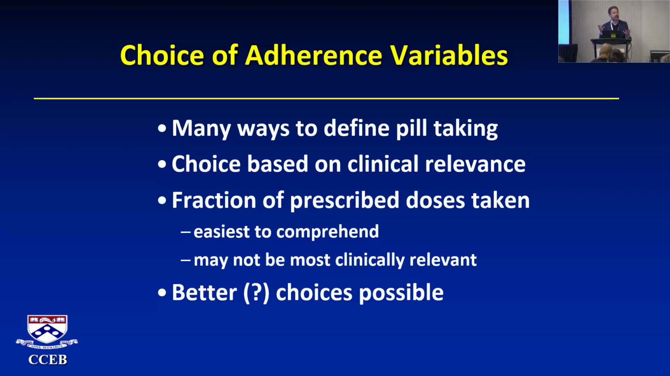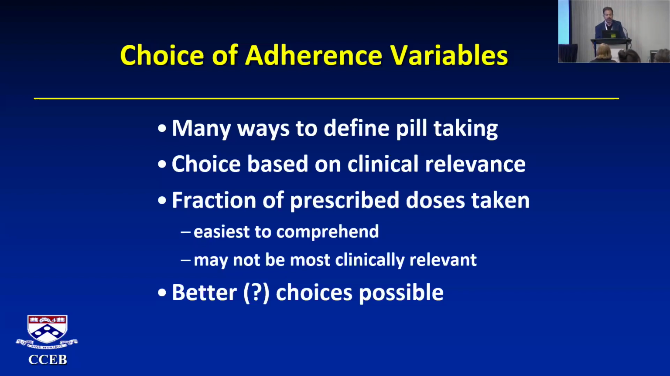So how do you describe these patterns? How do you summarize them? And there are myriad ways of defining pill taking. And the choice, I'm going to harp on this again, it should be based on clinical relevance. It's going to be based on the drug and the disease. I'm not going to give you a number for your drug and disease, because I don't study your drug and disease. I study HIV and hepatitis C and infectious diseases. So I can give you suggestions there, but I'm not going to give it to you for the disease you're studying. It needs to be based on pharmacokinetics, pharmacodynamics, and what you know clinically about how much exposure somebody needs of their drugs.